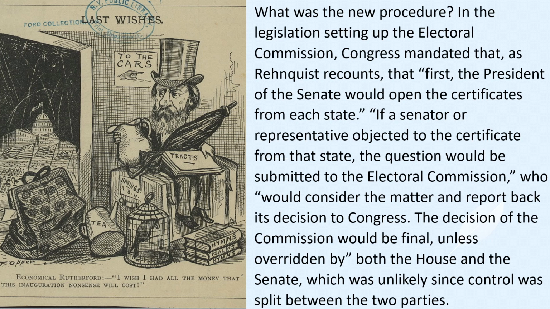What was the new procedure? In the legislation setting up the Electoral Commission, Congress mandated that, as Rehnquist recounts, first, the President of the Senate would open the certificates from each state. If a senator or representative objected to the certificate from that state, the question would be submitted to the Electoral Commission. It would consider the matter and report its decision back to Congress. The decision of the Commission would be final unless overridden by both the House and the Senate, which was unlikely since control was split between the 2 parties.